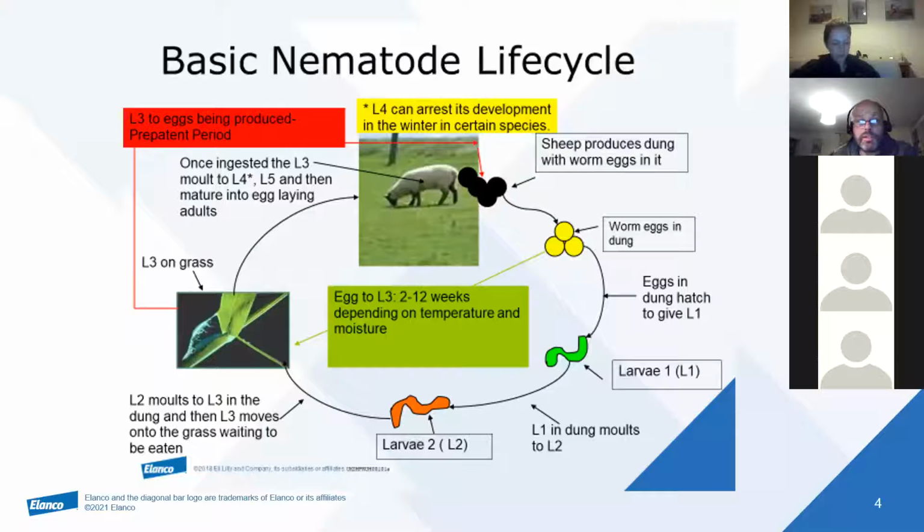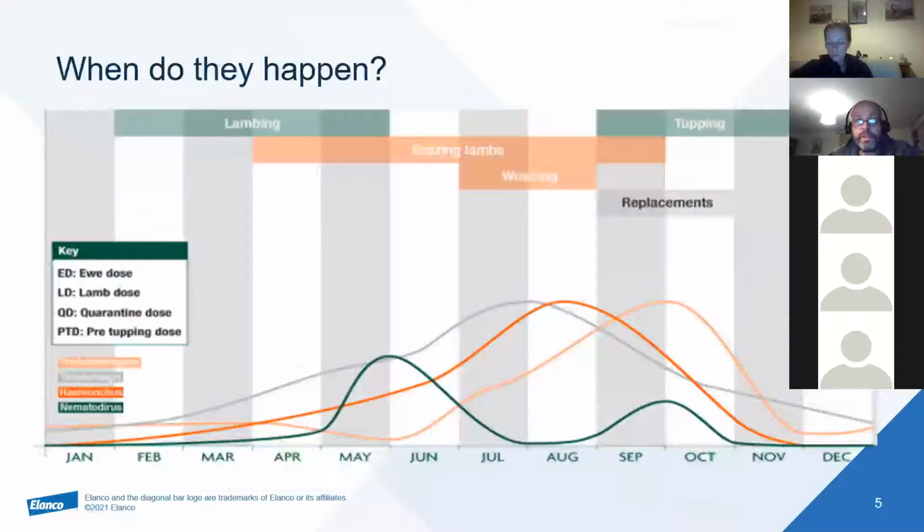And you don't really need to know much more about it than that, just that they need that time on the pasture and then about 3 weeks inside the animal before they're producing eggs again. So when do they happen?